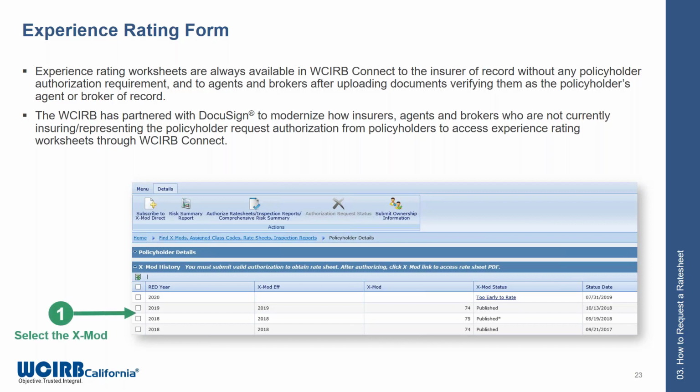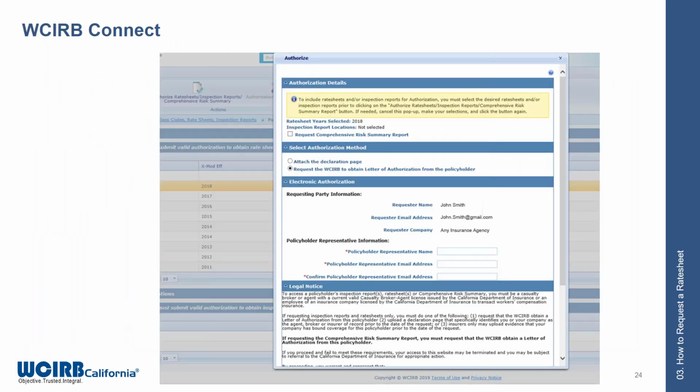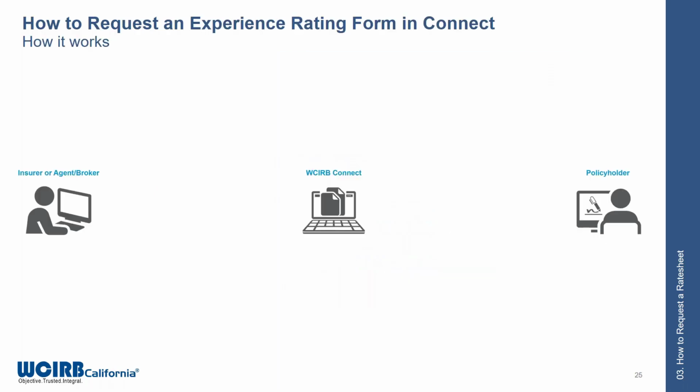So for a non-current agent or broker to request the rate sheet, their first step is just to navigate to the policyholder information that they want in WCIRB Connect and go down to the XMOD history section and select the XMOD that they want to request. Second, they click the button at the top to authorize the rate sheets or inspection report. They'll get to this screen where they'll select the second option, which is request that the WCIRB obtain a letter of authorization from the policyholder. And this is where DocuSign takes over.